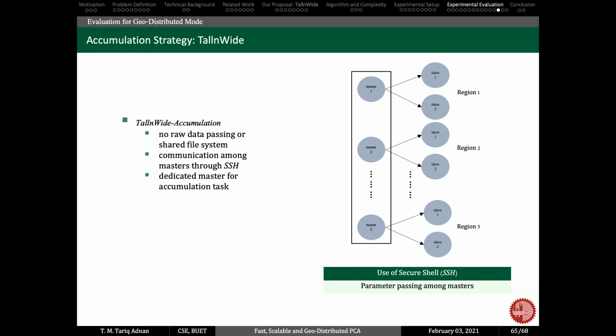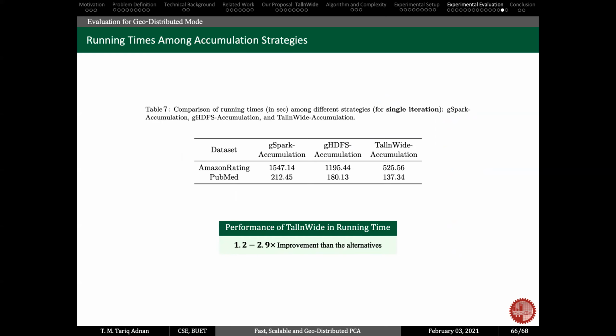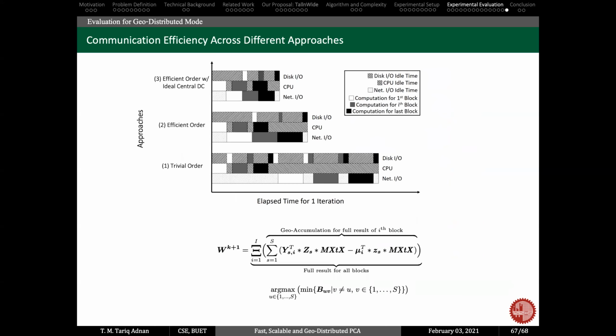It is a simple procedure where the masters can communicate among themselves through SSH in order to pass the partial results and redistribute the accumulated result. We also elected one data center as the central data center in order to carry out the accumulation task. Here is a statistic of the running times to finish a single iteration using our different accumulation strategies. Clearly, TallnWide is faster with almost 3 times improvement in running time.